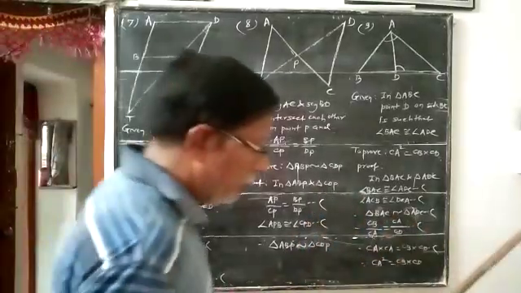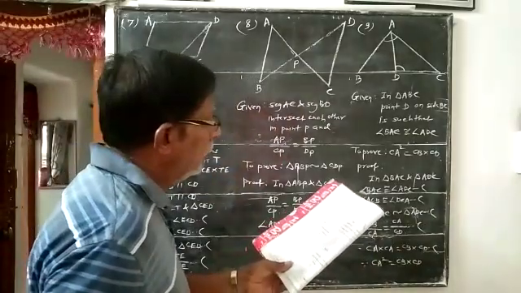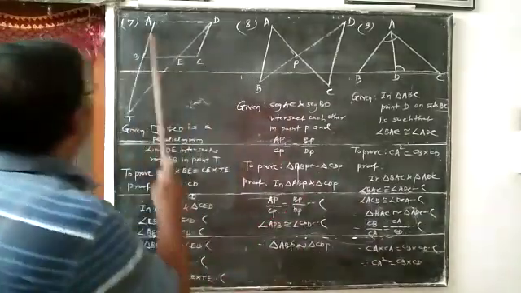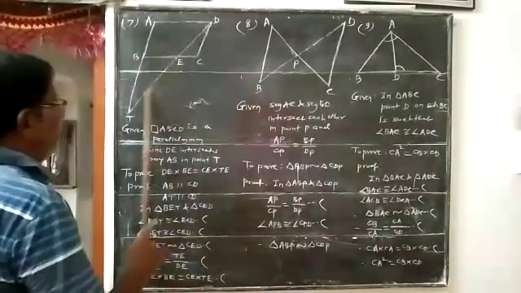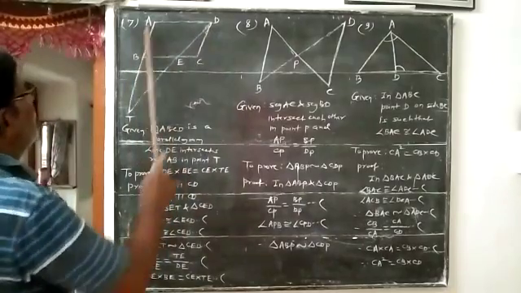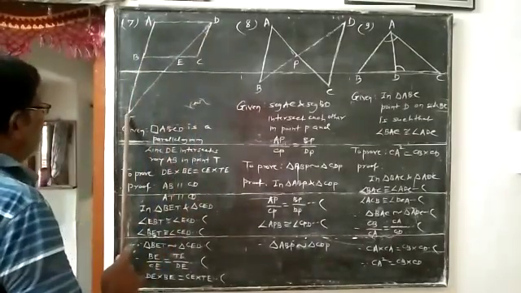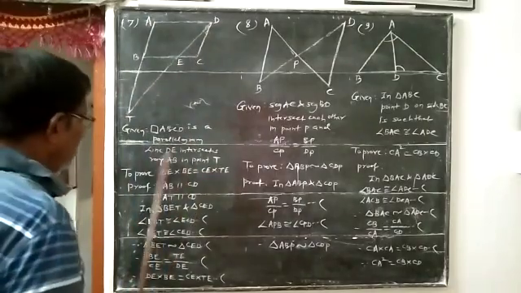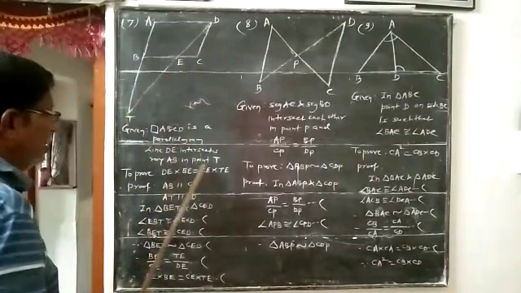Last example we solve, example number 6. Now the seventh example: quadrilateral ABCD is a parallelogram. Line BD intersects ray AB, extended, at point T.